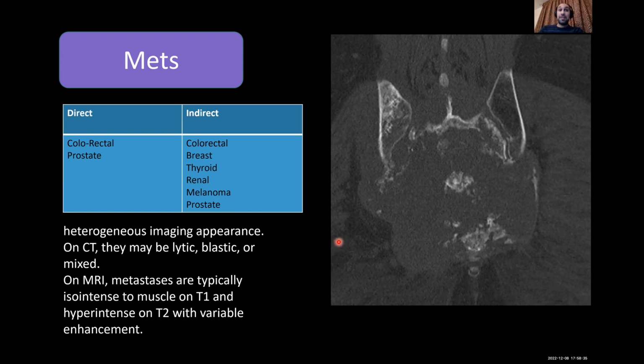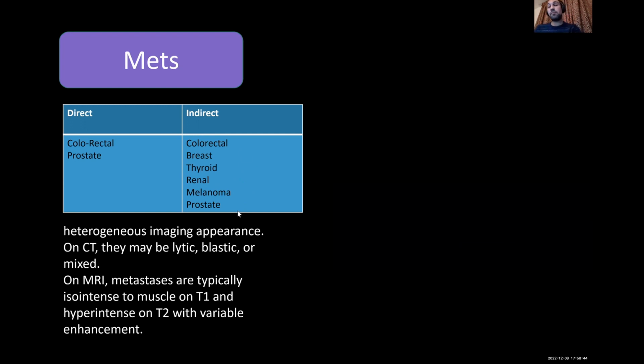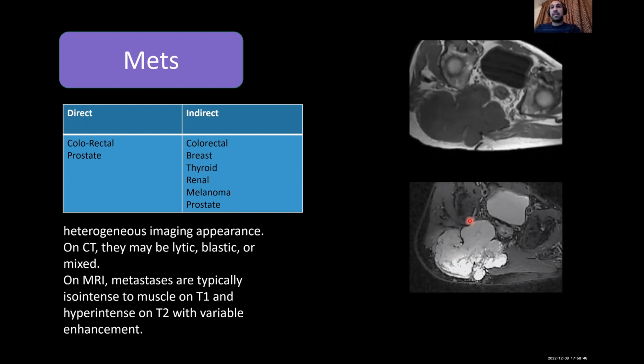The metastases: direct metastases from colorectal and prostate, and indirect metastases from colorectal, breast, thyroid, renal, melanoma, and prostate. Here is an example of metastases.